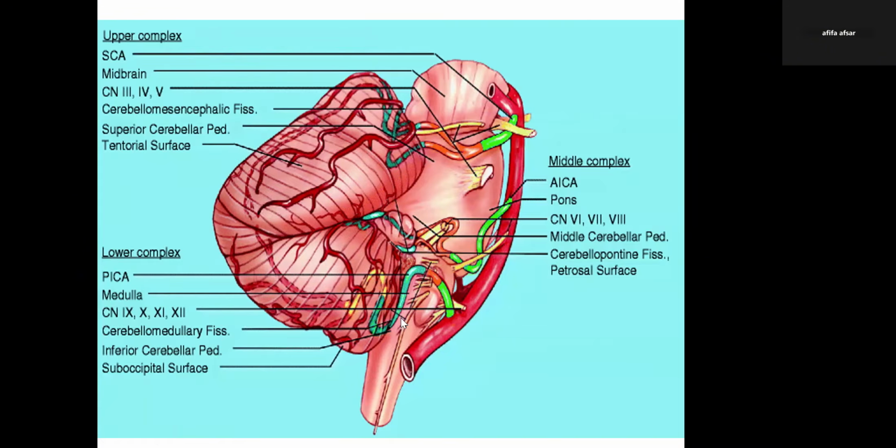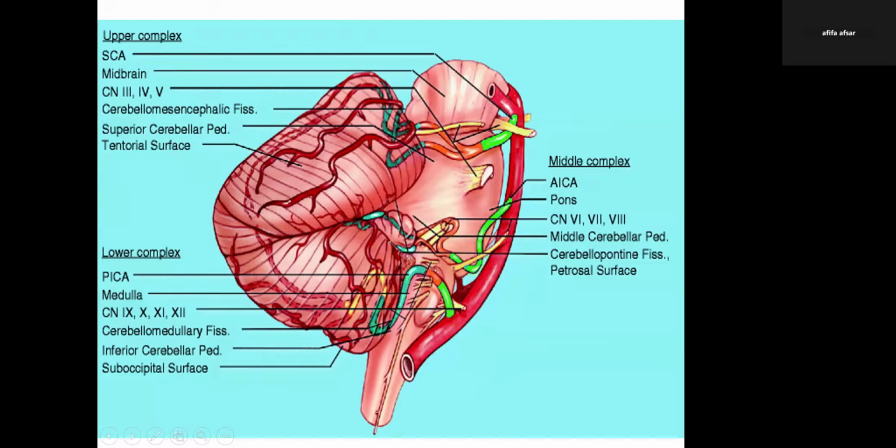The nerve complex, the nerves that are involved, extend from the 9th to the 12th. And there is the inferior cerebellar peduncle, which forms the boundaries of the lower complex of the CP angle in this particular region. The surface of the cerebellum associated with this portion is the suboccipital surface. It lies behind the occiput and below the occiput, so that is why it is called the suboccipital surface.